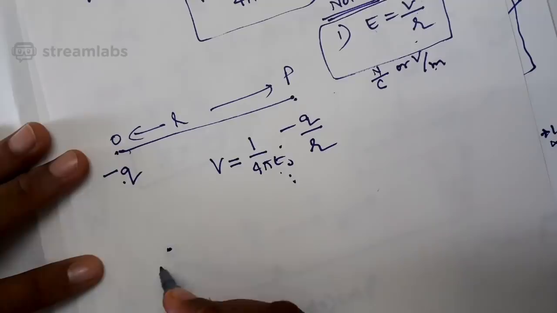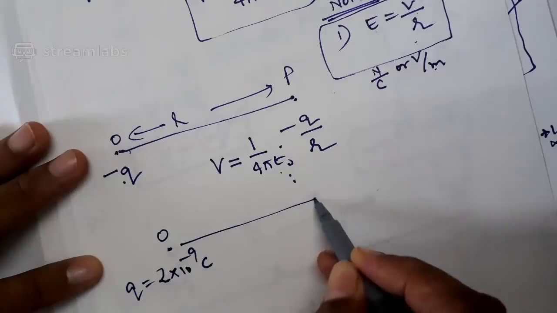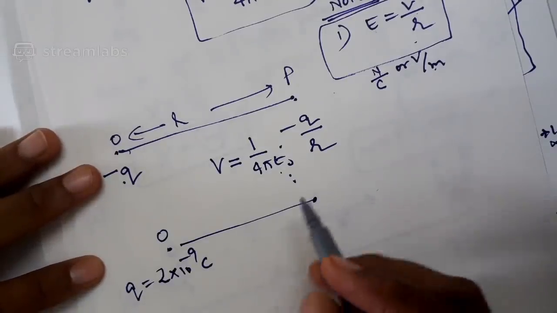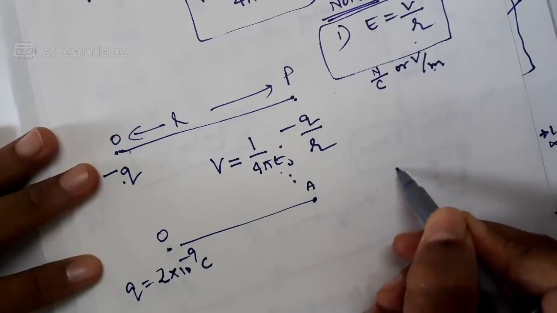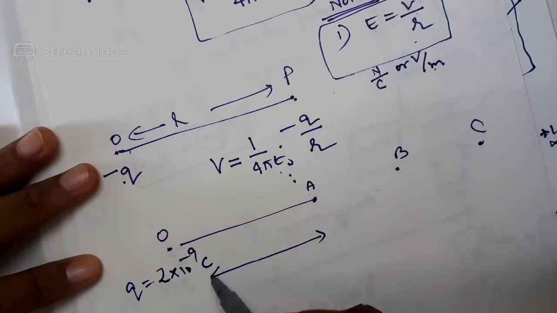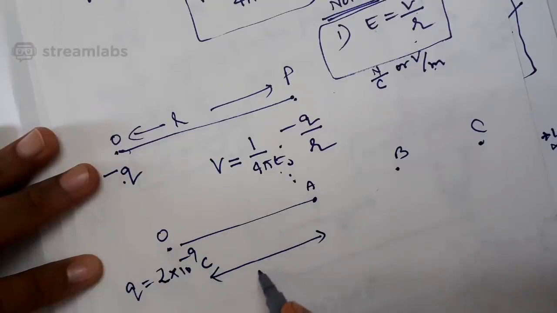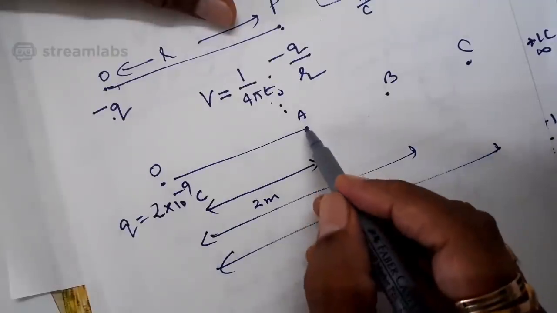Let us say there is a 2 nanocoulomb charge. This is Q at some point O. I'll select the points A, point B, point C. Assume that A is at a distance of 2 meter, B is at a distance of 4 meter, C is at a distance of 6 meter from a plus Q charge. Calculate potential at A.